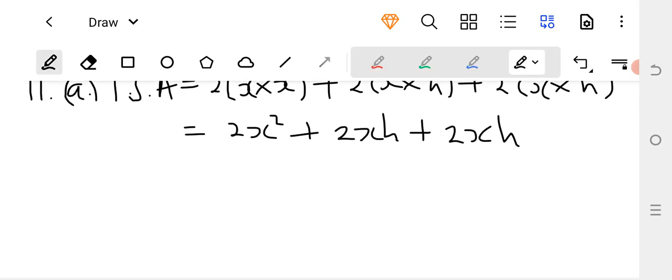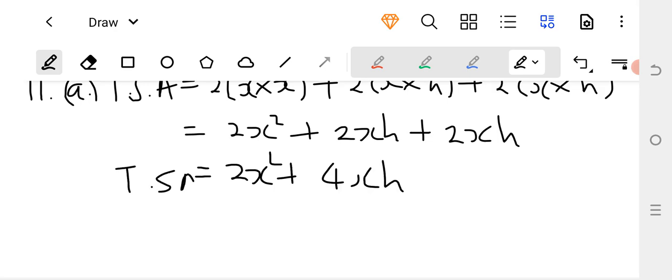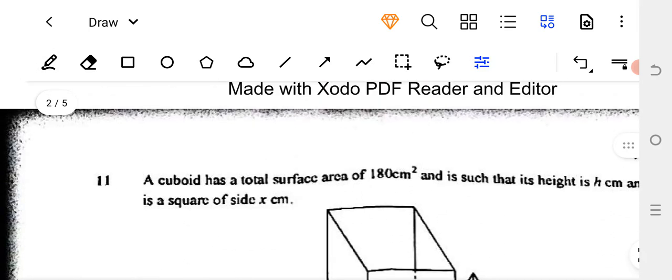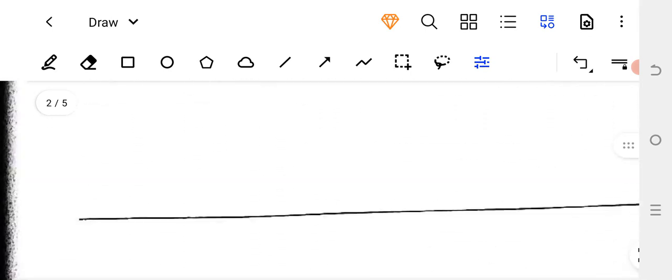And then to continue, we group the like terms together. We are going to have 2x squared, plus, sorry, I forgot to add them properly, 2hx plus 2hx is 4xh, and that will be the total surface area. And we know that the total surface area given in the question was 180 centimeters squared, where we can go back and confirm 180.